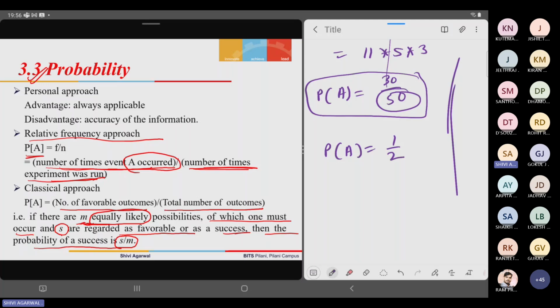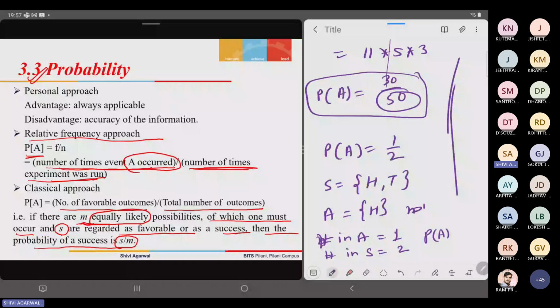So S is head and tail. The event A is that head is coming. We can say the number of elements in A is equal to 1, and the number of elements in S is 2. So probability of A is equal to 1 by 2. But it should be equally likely. That's why it is equal to S by M, where M is the equally likely possibilities and S is the number of favorable cases.